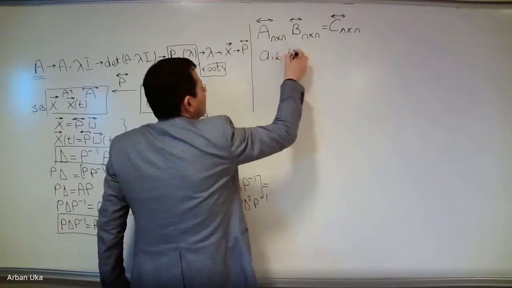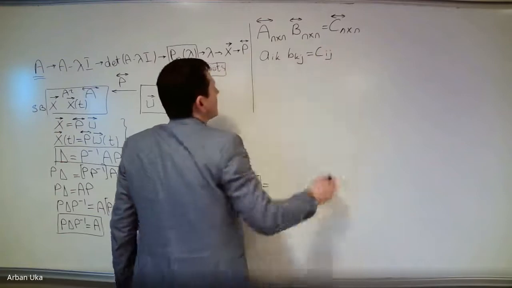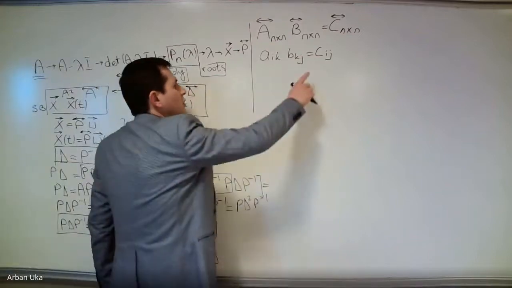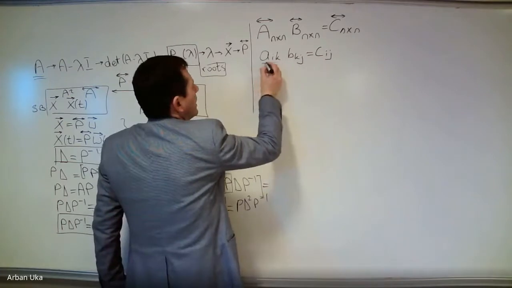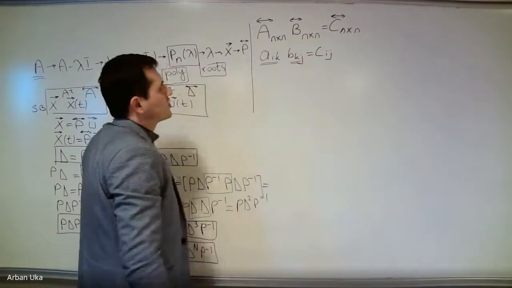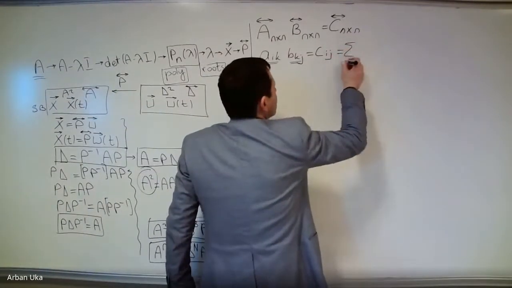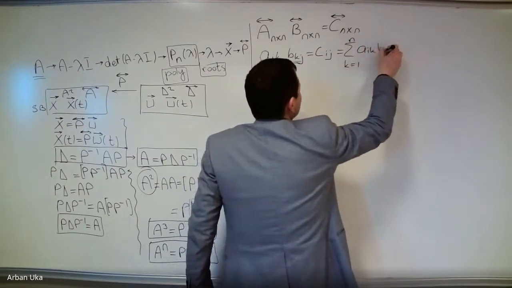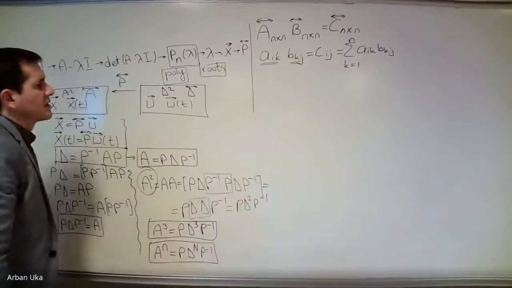Aik Bkj. This is equal to Cij. Okay? So any element in C which can be found in row i and column j is equal to row i of A times the column j of B. And this is equivalent to the summation k from 1 to n of Aik Bkj, keeping i and j fixed.